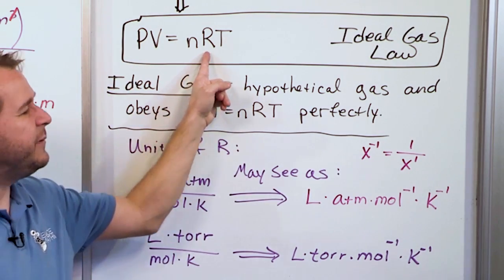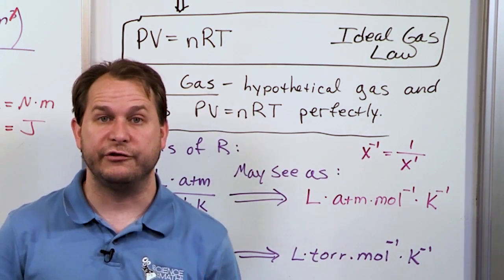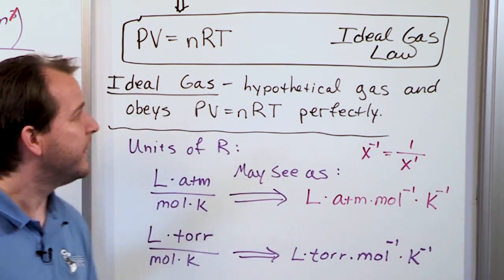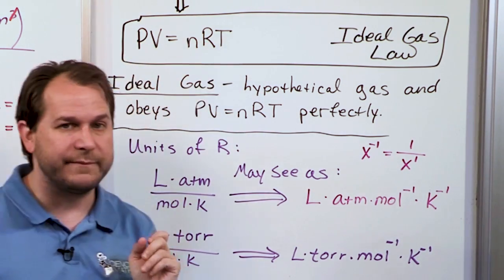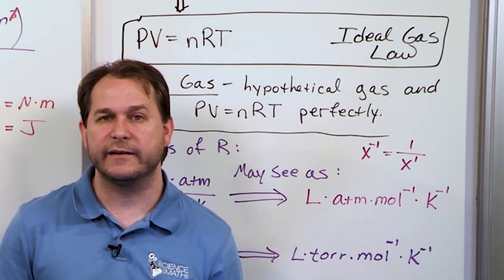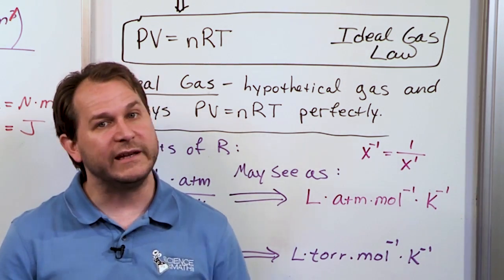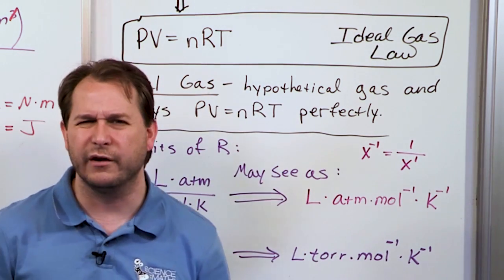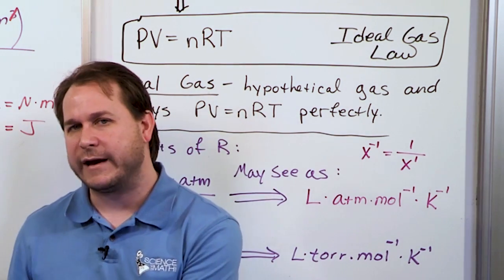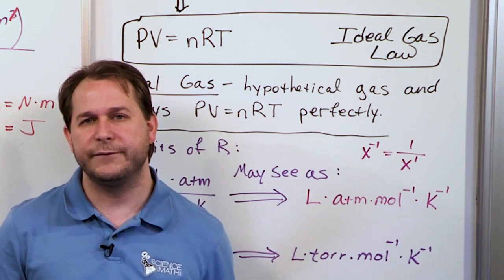And in this case, you need to be very careful about what value of R to choose because the units do matter. If I'm using liters, atmospheres, moles, and Kelvin, then I need to use that value of R or I'm going to get the completely wrong answer. If I'm using liters, torrs, moles, and Kelvin, then I need to use the other value of R and so on. So you use the ideal gas law and the combined gas law basically for different types of problems.